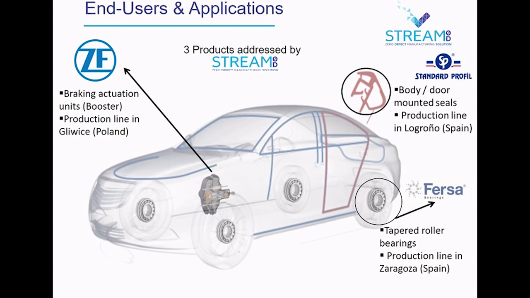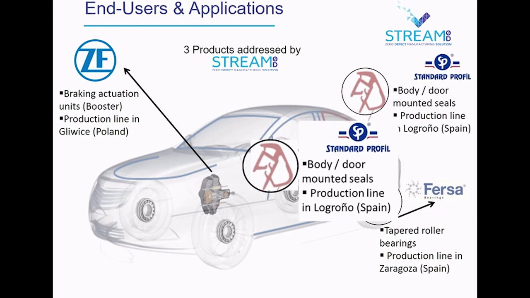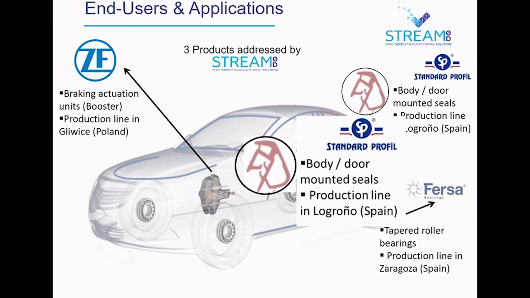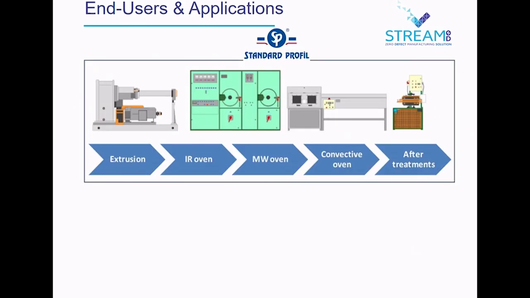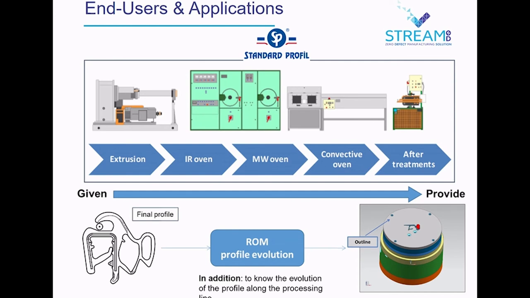First, let's see the opinion of one of the end users of Stream 0D, Standard Profile. SP is a multinational company dedicated to the production of seals for car doors and windows made by extrusion of rubber. This is a very complex process in which several physical phenomena take place, from the moment the rubber is extruded through a die and goes through different ovens to be cured. Despite this complexity, we have managed to develop a model which is able to predict, in real time, the geometry and curing state of the rubber profile as it progresses through the line.